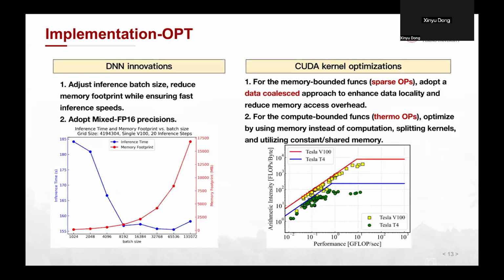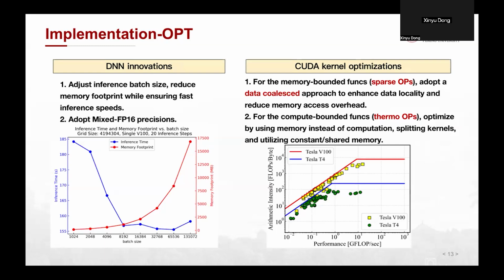Next, we will briefly introduce the conducted optimization. First is the DNN optimization. We adjust the inference batch size to reduce memory footprint while ensuring fast inference speed. Here we can see that when the batch size is set to about 8,000, the inference procedure features acceptable performance while keeping a quite low memory footprint. Also, we adopt mixed FP16 precision in the inference procedure.